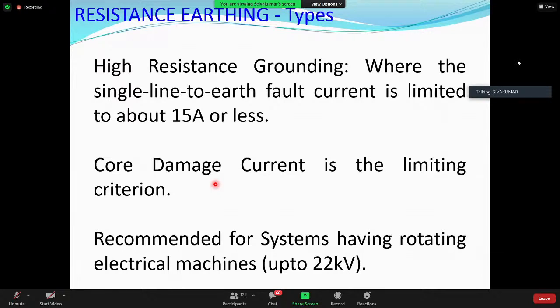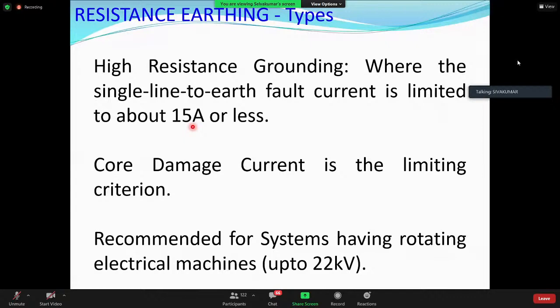Beyond what current and what duration will the core start damaging? Generally, for most AC electrical rotating machines, motors, a typical value is 25 ampere per 1 second. I'm just saying you can as well get the curve and study. 25 ampere per 1 second is the typical level for almost all motors.